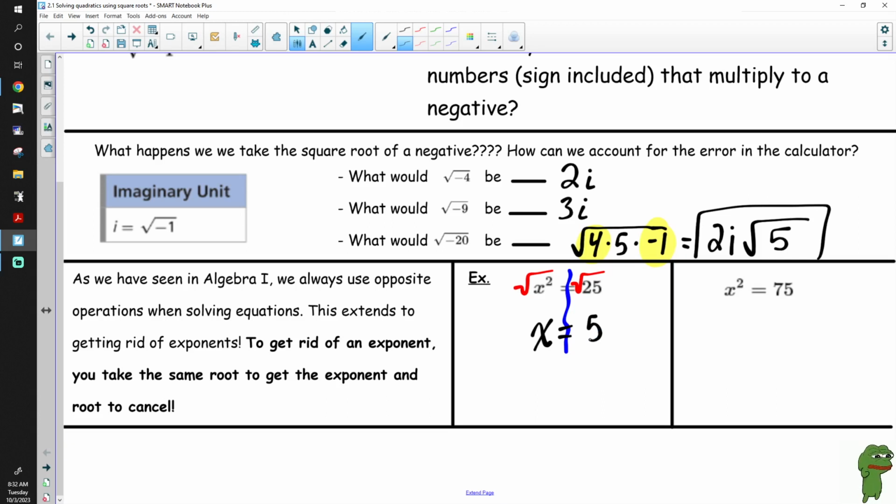This equation has two answers. 5 is not the only number multiplied by itself that gives you 25. There's another one: negative 5. 5 times 5 is 25, and negative 5 times negative 5 is 25. This has two solutions. Two.